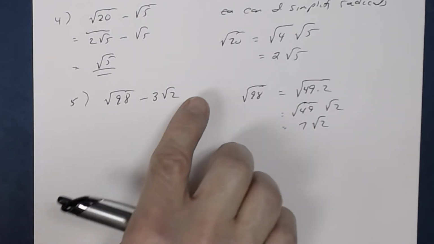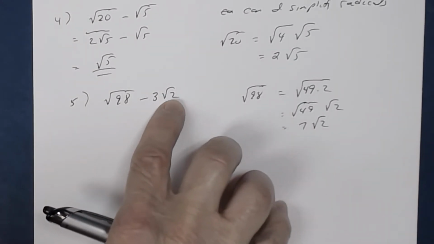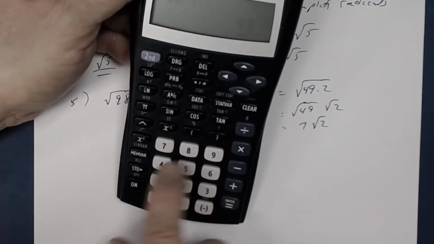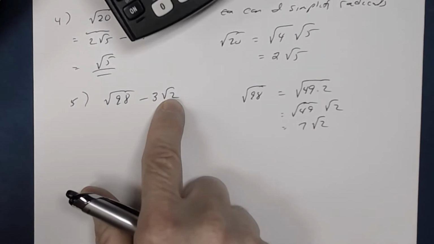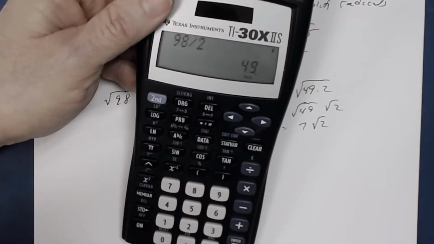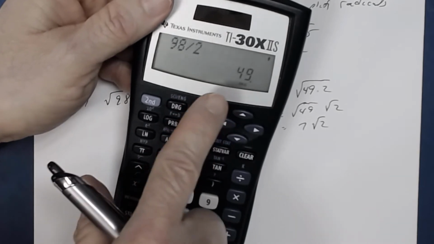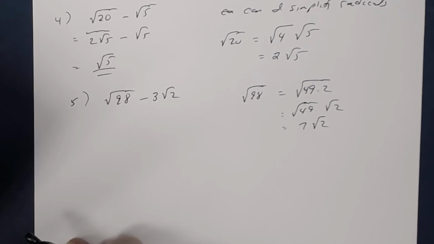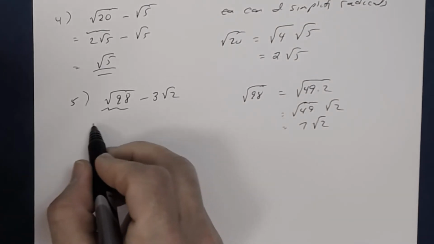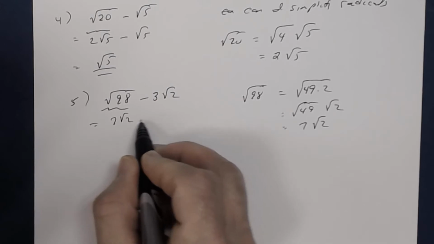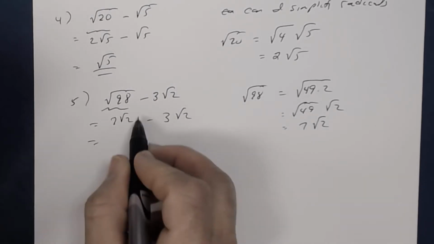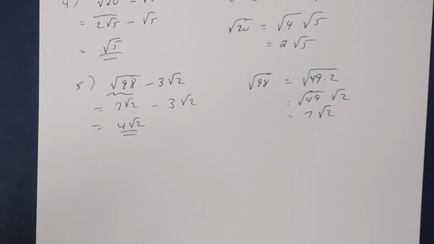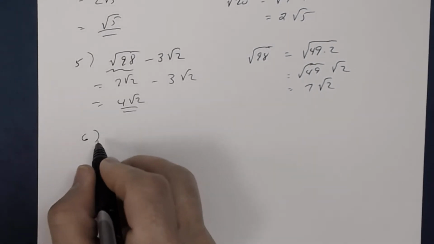So what I would do is this. If I see that this is something I cannot simplify, then I'll take this radicand, 98, and divide it by this radicand, 2, and notice I get a perfect square. So that's what I would use. I would use 49 times 2, and 49 is the largest perfect square. Okay, so the square root of 98 becomes 7 square root of 2 minus 3 square root of 2. And what's 7 square root of 2 minus 3 square root of 2? Well, that's going to be 4 square root of 2. Okay? All right, number 6.